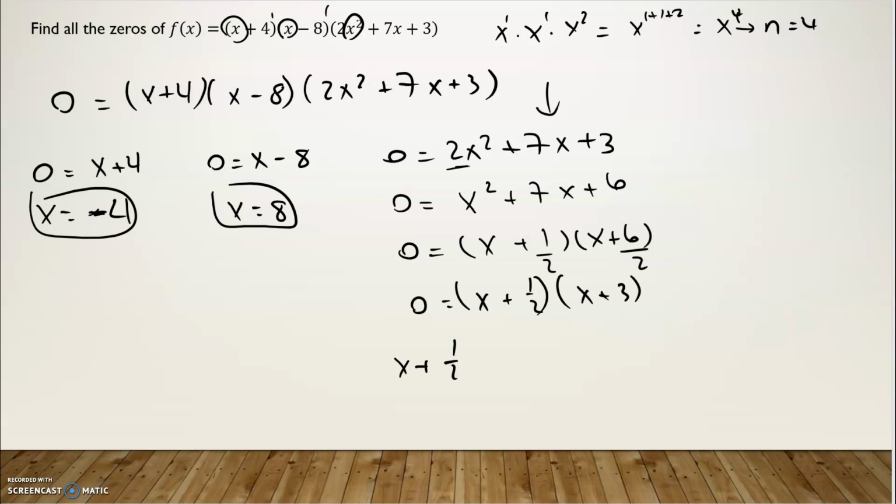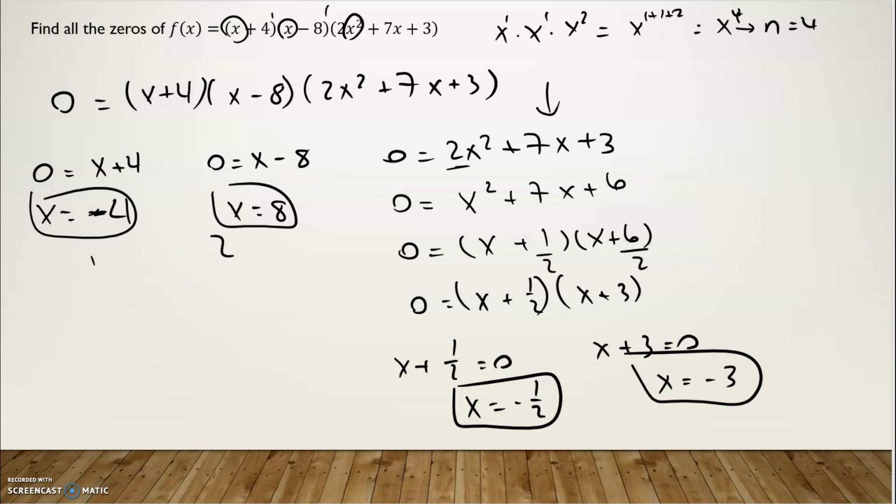Now I'm going to set each one of these equal to 0. So this is x is equal to negative 1/2, and this is x is equal to negative 3. Okay, so there's my other 2 zeros. So I have 1, 2, 3, 4 zeros, and I have a degree of 4. Okay, so there's all my zeros.